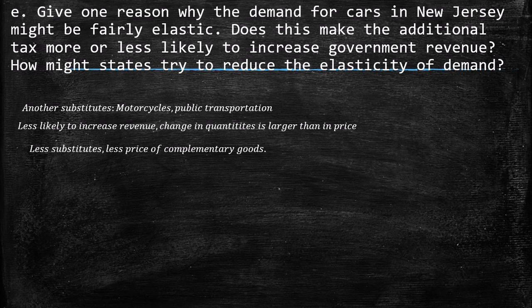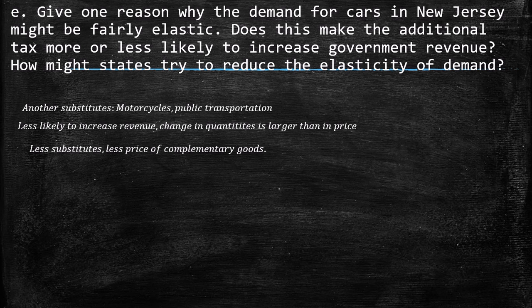In the other case, you can put fewer substitutes. So for example, how might states try to reduce the elasticity of demand? Then they can reduce the elasticity of demand if there are fewer substitutes or a lower price of complementary goods.